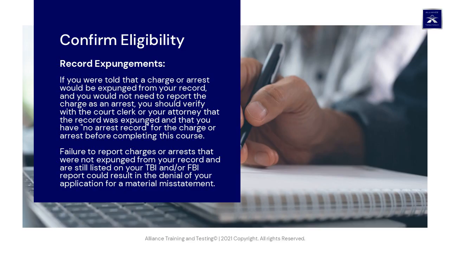Record Expungements. If you were told that a charge or arrest would be expunged from your record, and you would not need to report the charge as an arrest, you should verify with the court clerk or your attorney that the record was expunged, and that you have no arrest record for the charge or arrest before completing this course. Failure to report charges or arrests that were not expunged from your record, and are still listed on your TBI and/or FBI report, could result in the denial of your application for a material misstatement.